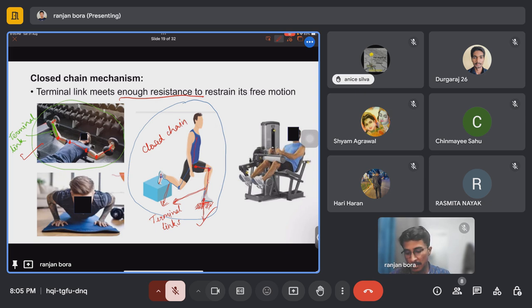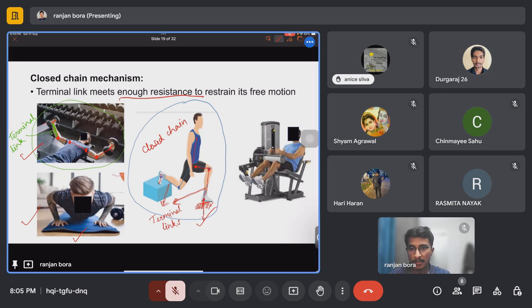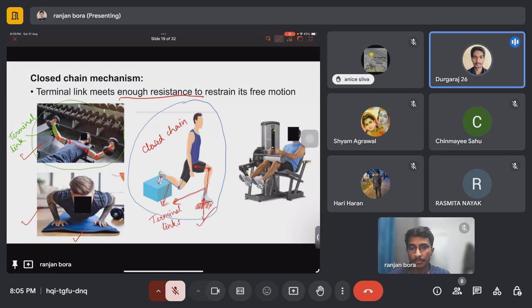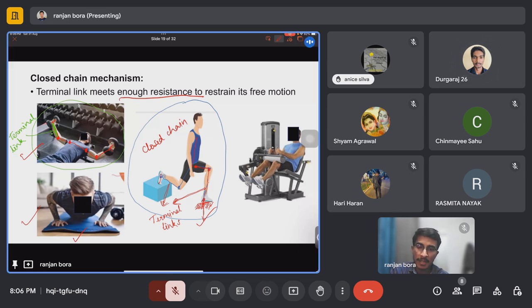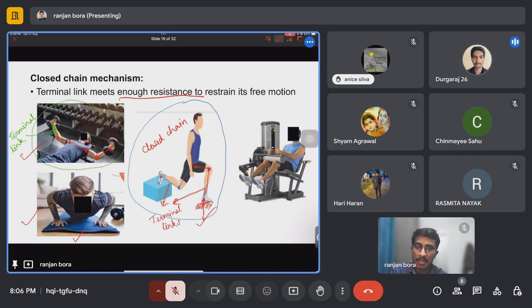Now you can usually say about this push-ups, doing push-ups. What is this example? Open chain. How is it open chain? Because the terminal link has no constraint, right? Which is the terminal link here? The terminal link is between the wrist and the elbow. Yes, that is the terminal link.